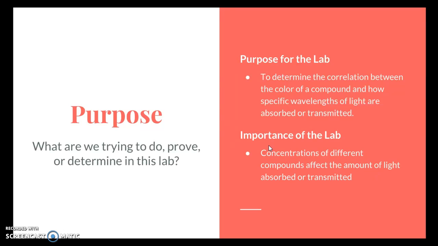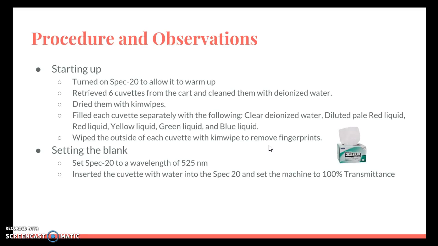Now, the purpose of part 1 of the lab was to determine the correlation between the color of a compound and how specific wavelengths of light are absorbed or transmitted. It was important to know because different concentrations of compounds affect the amount of light absorbed into the solution or transmitted through the solution. Another reason for part 1 is just to learn how to use the Spec 20, because I've never used one before this class, and it was a lot of fun.